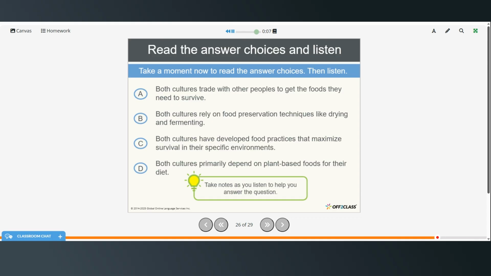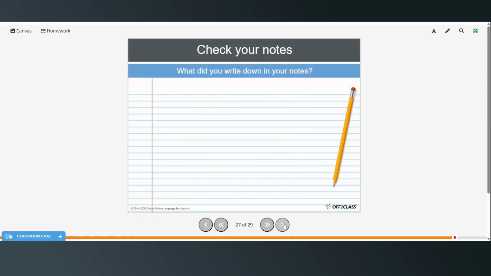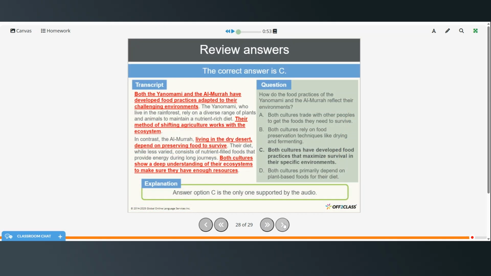How do the food practices of the Yanomami and the Almara reflect their environments? Okay, again, choose one of the answers. Use your notes to help you. And the correct answer is C. Both cultures have developed food practices that maximize survival in their specific environments.